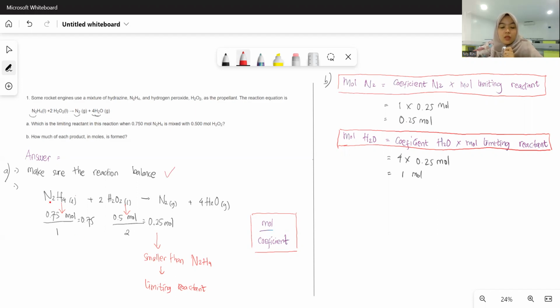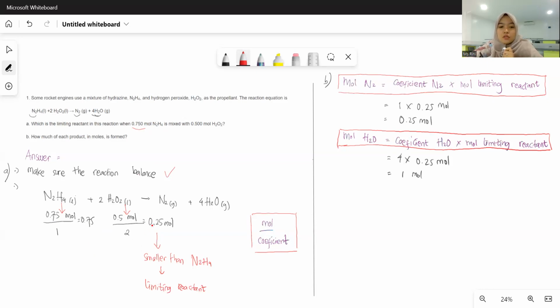Next step, please write the reaction. Copy the reaction and then in the question, they give you the data that for N2H4, we have 0.75 mole. So write it here. And then to find the limiting reactant, we need to find the smallest mole per coefficient. To find the limiting reactant, we take the mole divided by the coefficient. After we divide it and compare, the smallest value will become the limiting reactant.